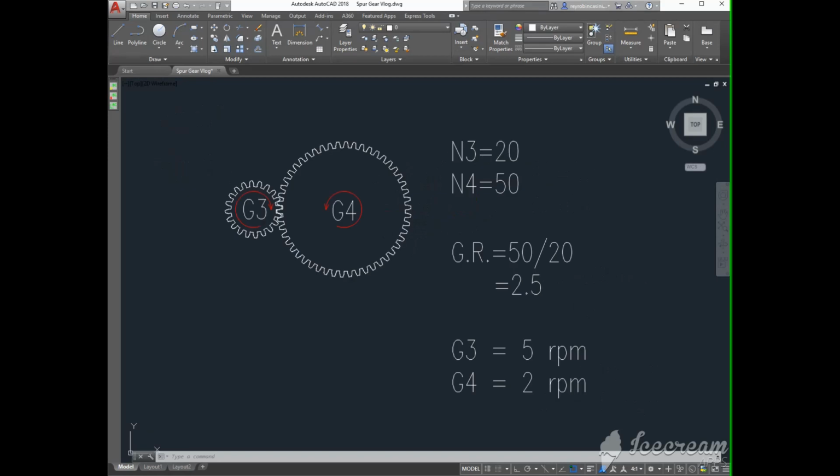On the next gear train, the pinion and the driven gears have 20 and 50 teeth respectively, so the gear ratio is 50 over 20 equals 2.5. Once again, for example, if the pinion has an angular velocity of 5 rpm, the driven gear will have 5 over 2.5 or 2 rpm in the opposite direction.